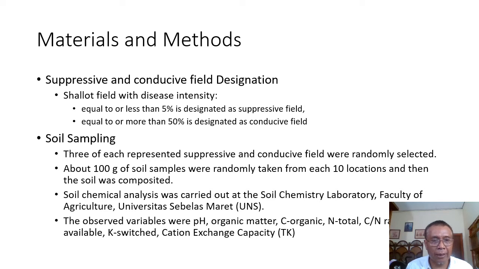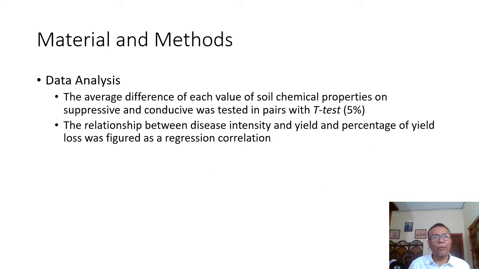About 100 grams of soil sample were taken randomly from each of 10 locations, and then the soil was composited. Soil chemical analysis was carried out at the Soil Chemistry Laboratory, Faculty of Agriculture, Universitas Sebelas Maret. We used the t-test to compare the differences of each value.